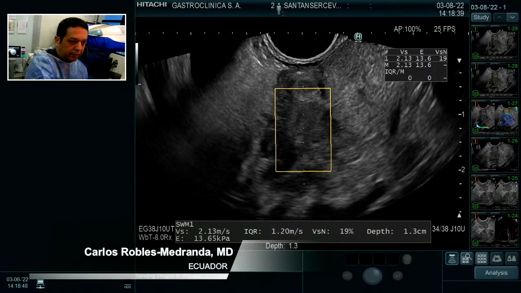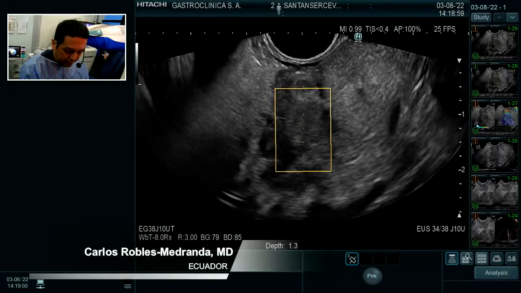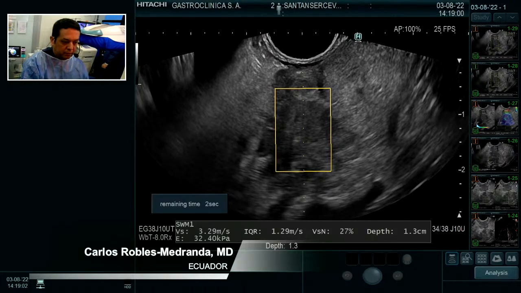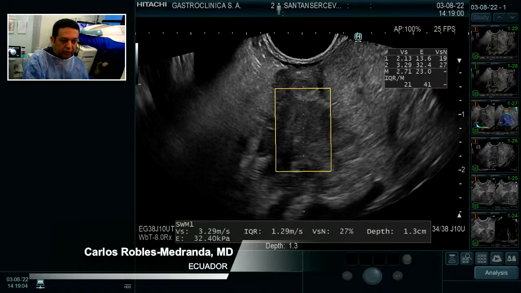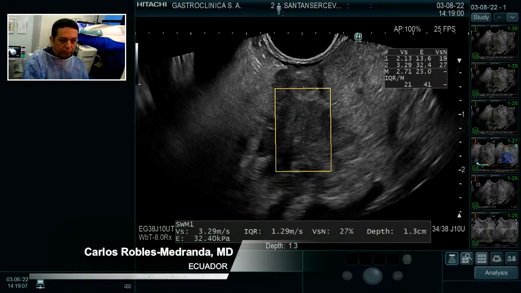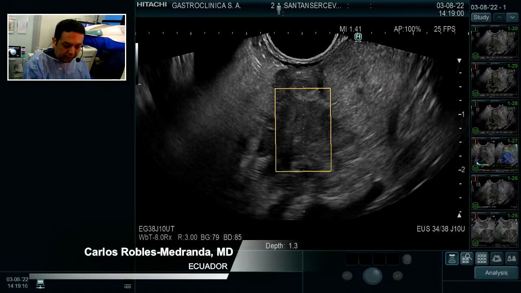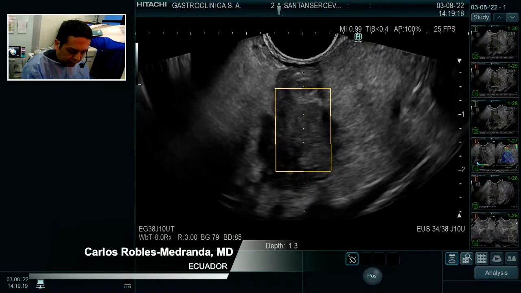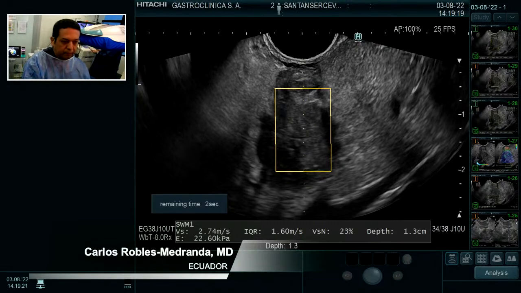Normal tissue is up to 4 or 3, and more than 5 is suspected for chronic inflammatory lesion, but more than 10 is for sure probably malignancy. So we have two measures, and the second measure is 32. It means this is a hard tissue.